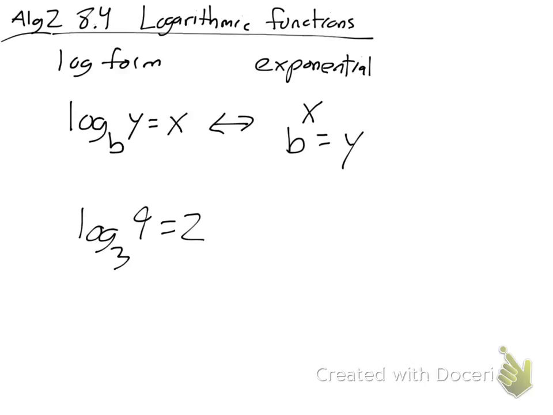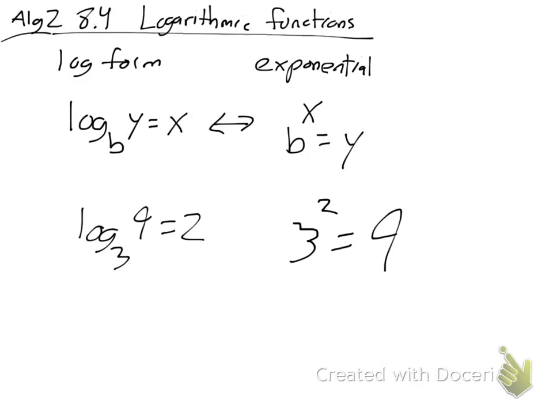And we switch this to exponential form. So become very familiar with this idea that you're going to take log form over here, and it's b, the base of the log, to the x power equals y, where x is what it's equal to. So that means 3 to the second power is equal to 9. 3 squared equals 9. Is that true?